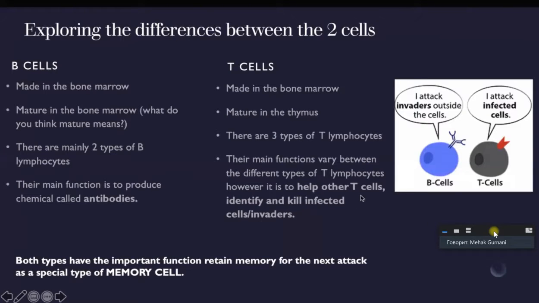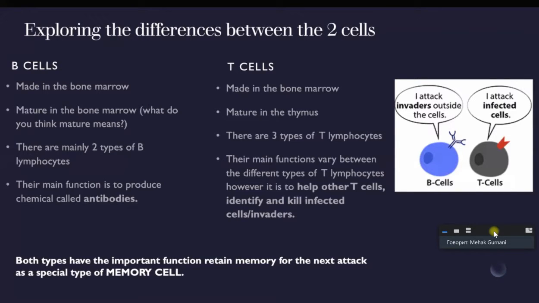So if we try to explore the differences between the two cells, we'll understand a lot about how they function and how it helps our system. The first thing is, like I mentioned in the third slide, the organs or organ systems these cells are made or found in. Both of them are made in the bone marrow, but the reason they have different names is because of where they mature.